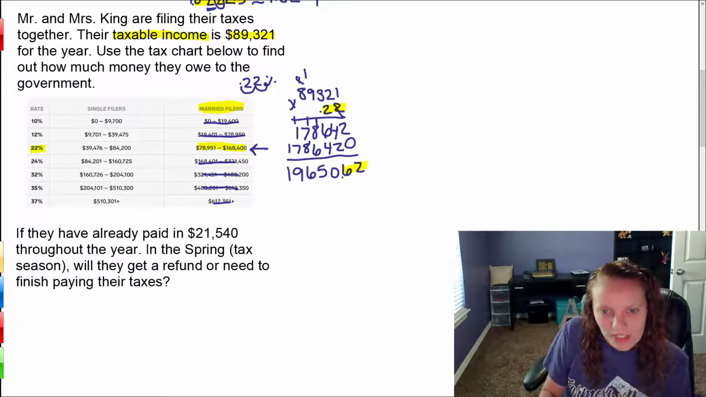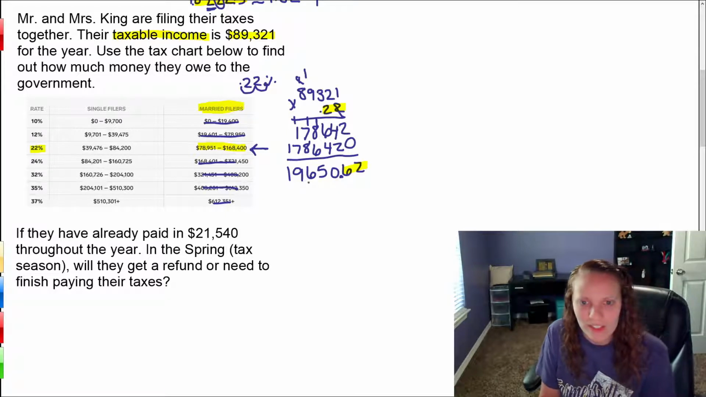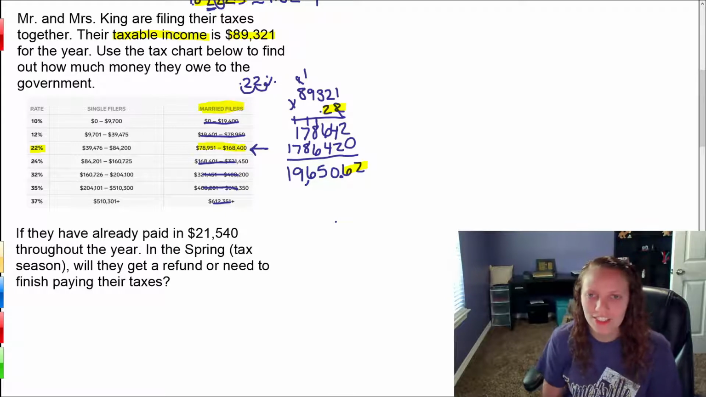And so the tax that they owe is $19,650.62.